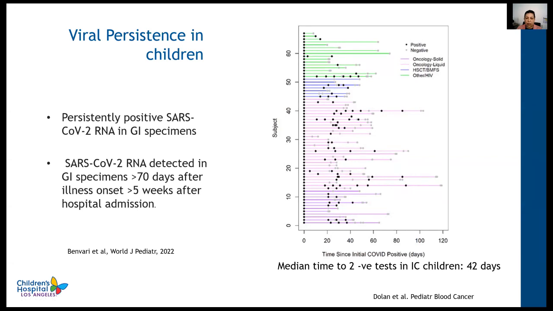Another study looked at median time to 2 negative tests in immunocompromised children. This was a retrospective study and primarily looked at immunocompromised children within various immunocompromised situations, including solid oncology, liquid oncology, transplant, and HIV, and found that the median time to 2 negative tests was up to 42 days. Again, much greater than what we would see in previously healthy children.